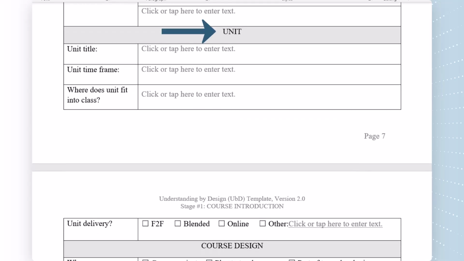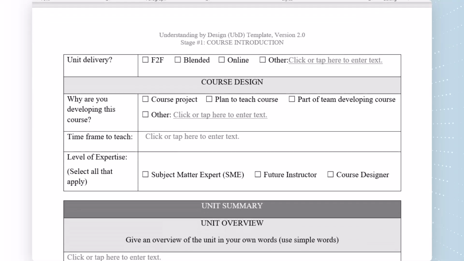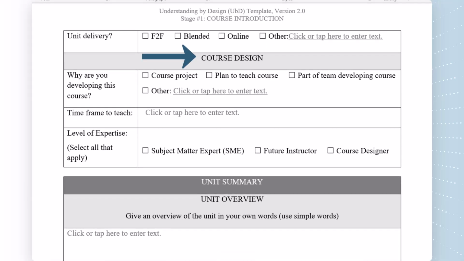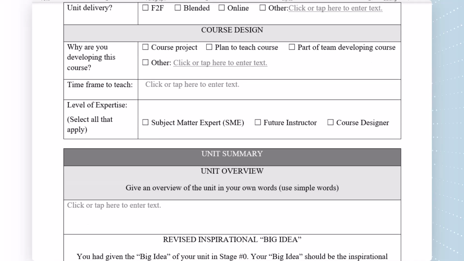In this next subsection, you're describing the specific unit itself. What is the title of this unit within the course and the time frame? With the big picture of the course, where does this unit fit in on a weekly basis? You'll also describe how you're delivering the content, if it's face-to-face, blended, online, or in another way, and the course design, why the course is being developed, how you will teach it in a time frame, and then the level of expertise that should be applied.